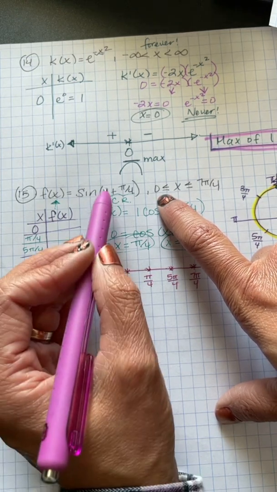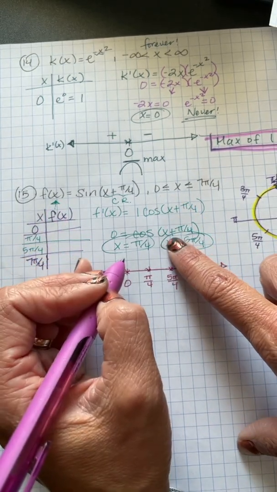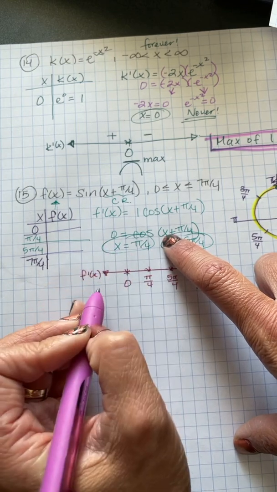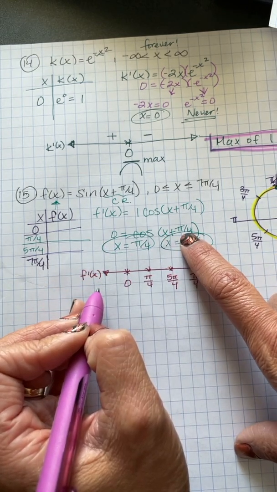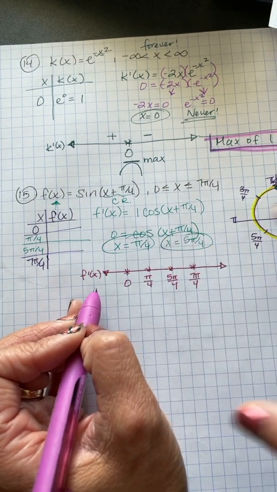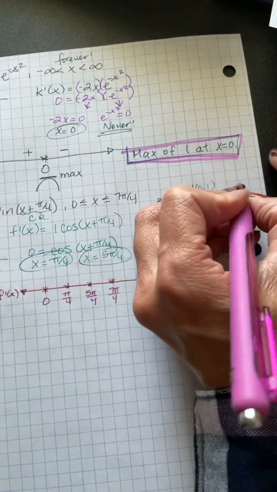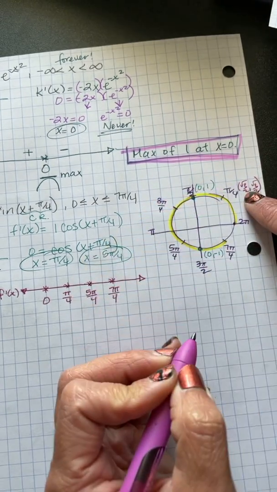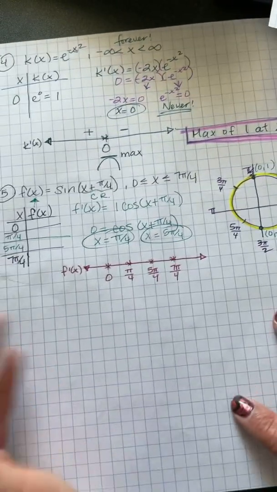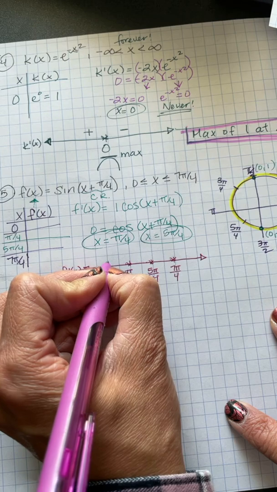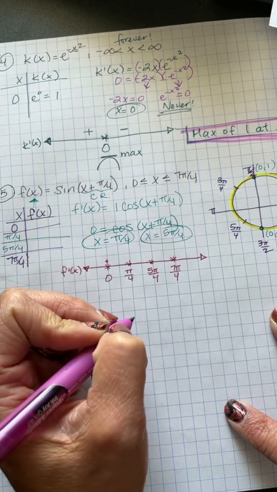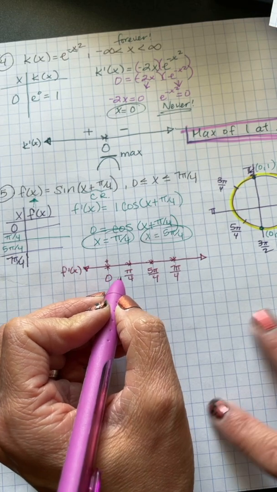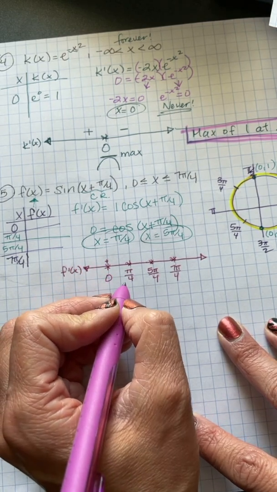So at 0, if I plug in a 0 for x here, because this is the derivative graph, f prime of x, 0 plus pi over 4 is pi over 4. Cosine of pi over 4, remember, is square root of 2 over 2. Both cosine and sine are, and that's a positive number. So we're positive exactly at 0, okay? And then, remember, this is a cosine graph.